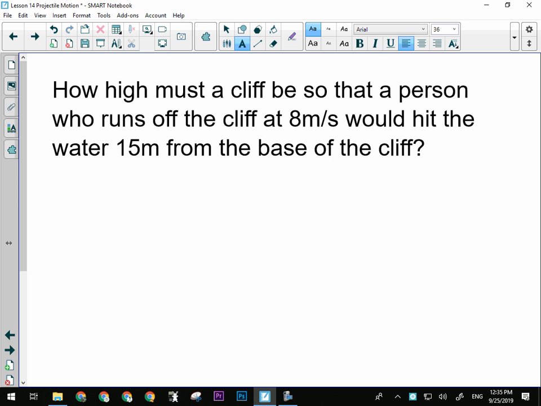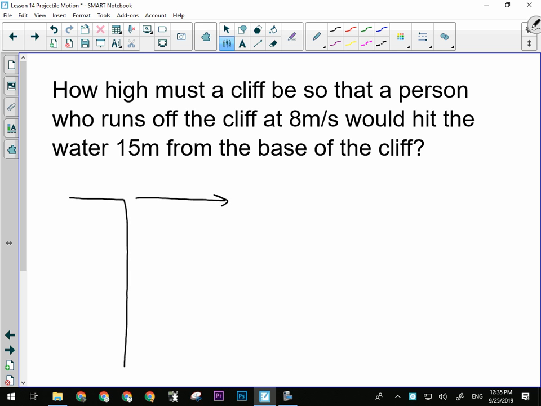Okay. So what we have is a question where we have a projectile that is projected horizontally. A person who runs off of a cliff is running horizontally at the beginning of the question. All right. So we have this situation here. We are looking for how tall the cliff is going to be. So we don't know the height of the cliff, but we do know that they're moving at 8 meters per second horizontally, and that they hit the water 15 meters from the base of the cliff. Right. What else do we know?